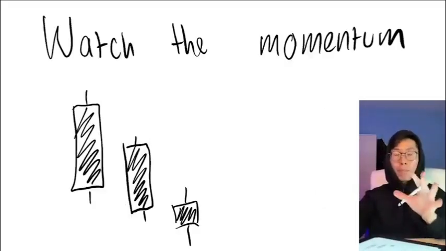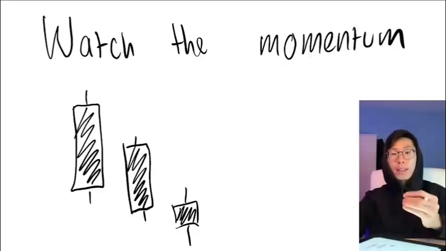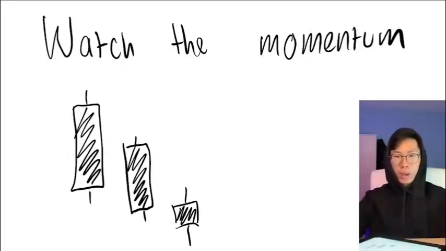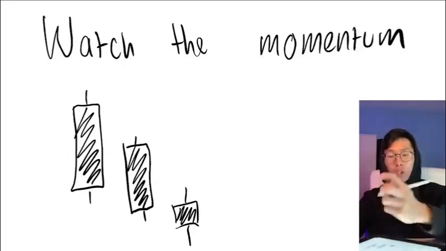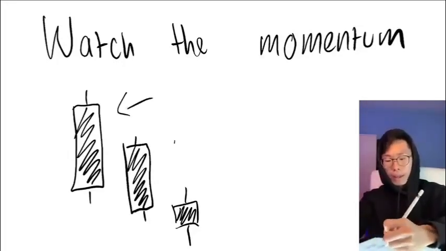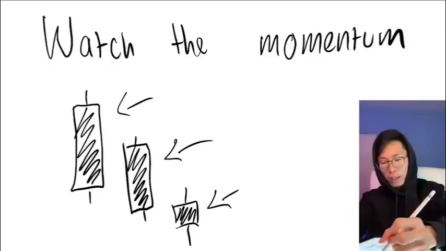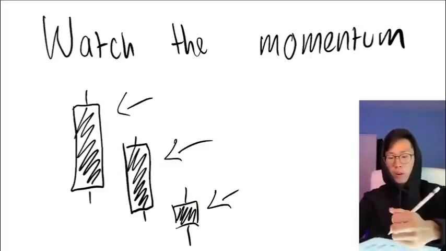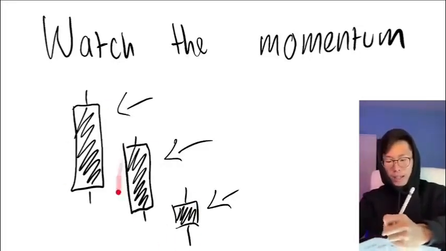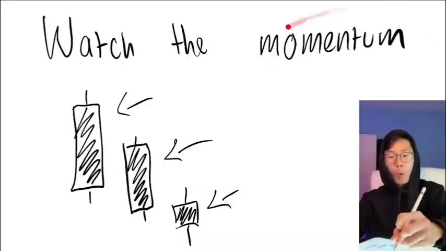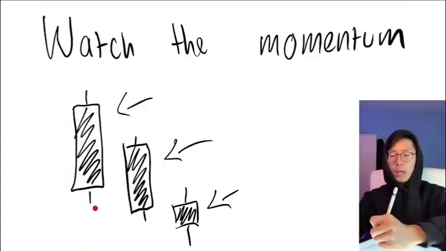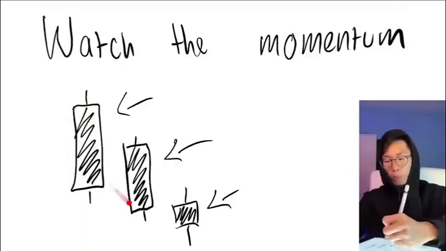Next, I got a really important tip to show you guys. If you can understand this, it's really a game changer. Firstly, you need to watch the momentum of the candlesticks. What I mean by that is you need to look at the length of the candlesticks. You can see this is a big candlestick, this is a medium candlestick, and this is a small little candlestick. By looking at the size of these candlesticks, it tells us the momentum of the candlesticks themselves. So this big red candlestick tells us that there is a lot of downward momentum.